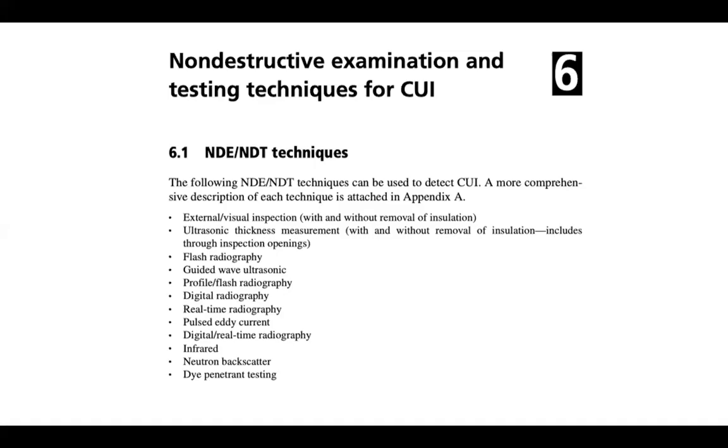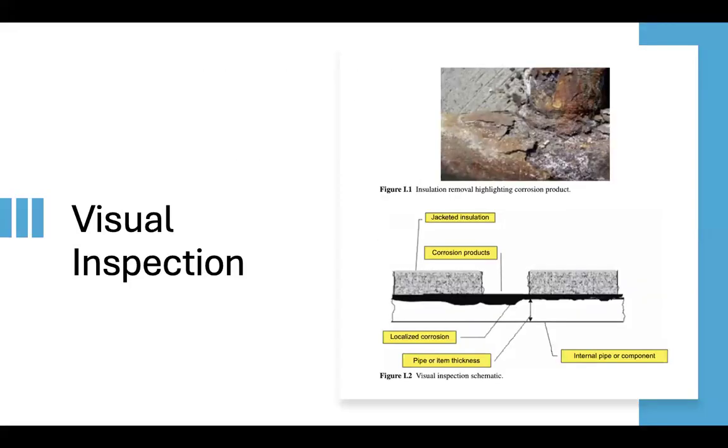External visual inspection, ultrasonic thickness measurement, flash radiography, guided wave ultrasonic, profile radiography, digital radiography, real-time radiography or RTR, pulse eddy current, infrared, neutron backscatter, dye penetrant testing. This is the picture from the visual inspection. We use only our eyes to inspect manually with the visual inspection.